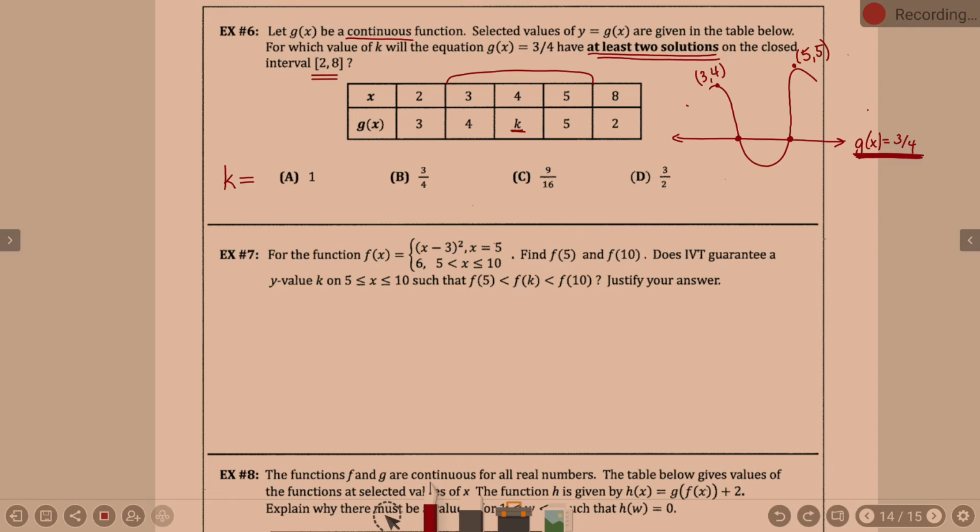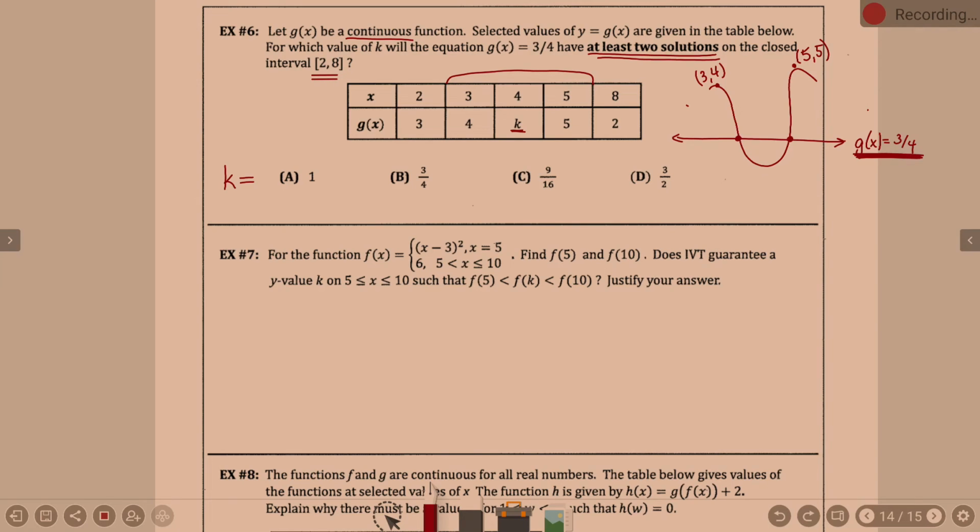Okay. Is 1 less than 3/4? No. Is 3/4 less than 3/4? No. Is 3/2 less than 3/4? No, because that's 1.5. So 9/16. It's not 3/4 though. It's 3/4 squared, but it's not 3/4. 3/4 would be 9/12. 9/16. So if we're talking 16ths, 12/16 would be 3/4, right?